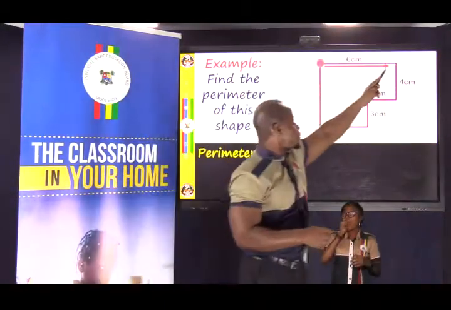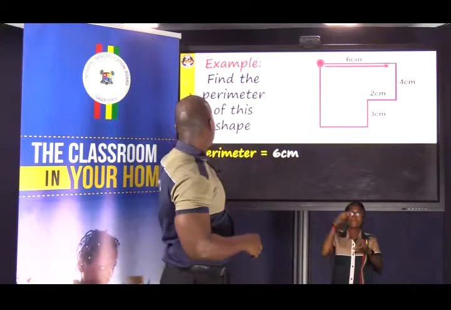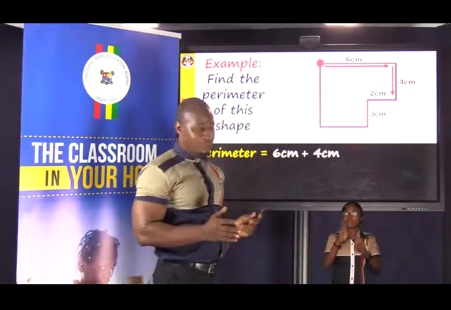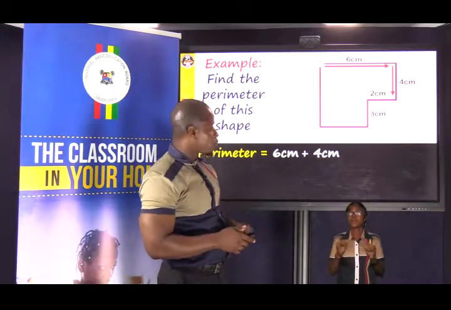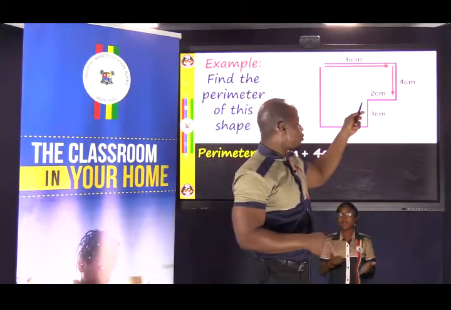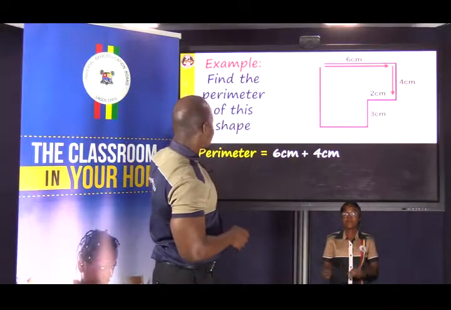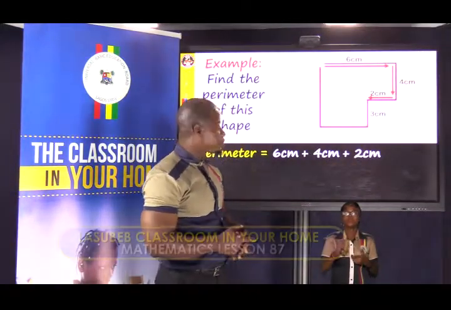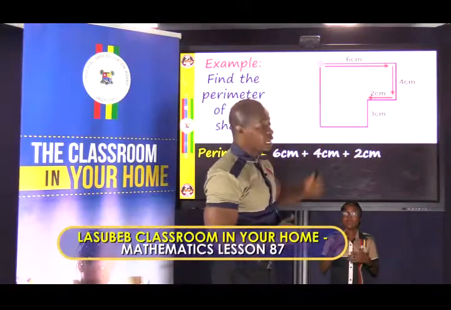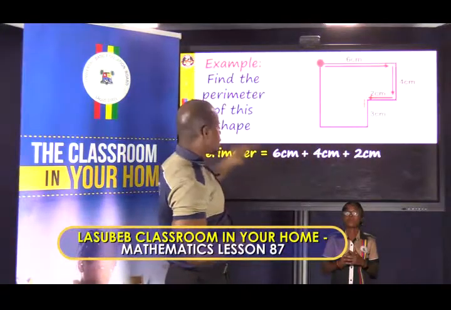Now I'm at this point. If I come down here, I would have moved 4 centimeters. So I add 4 centimeters to that, but I've not gotten back to the starting point. Okay, so now I'm here. Now I want to come this way. So if I move that way, that's 2 centimeters. So I add 2 centimeters to what I have. Now I'm here. I'm still going to the starting point. Now I come down here.